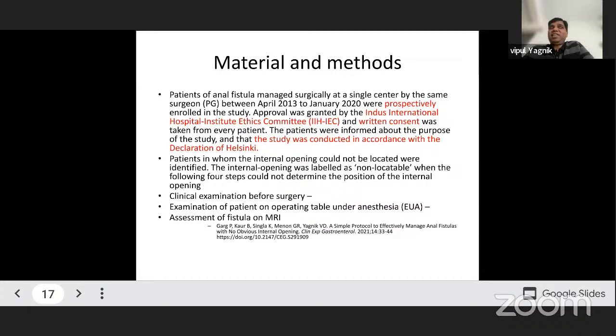If you have not mentioned the ethics committee approval, or the consent from the patient, then your manuscript can be sent back to you for revision, for technical modification to include this statement. If ethics committee permission is not there in any human study, it is not likely to be accepted in any international journal. You can see here the details of the method also. We have mentioned the methods to locate the internal opening, like clinical examination before surgery, examination of the patient on the operating table under anesthesia, and assessment of the fistula on MRI. Suppose after all these methods we are not finding an internal opening, then what to do?